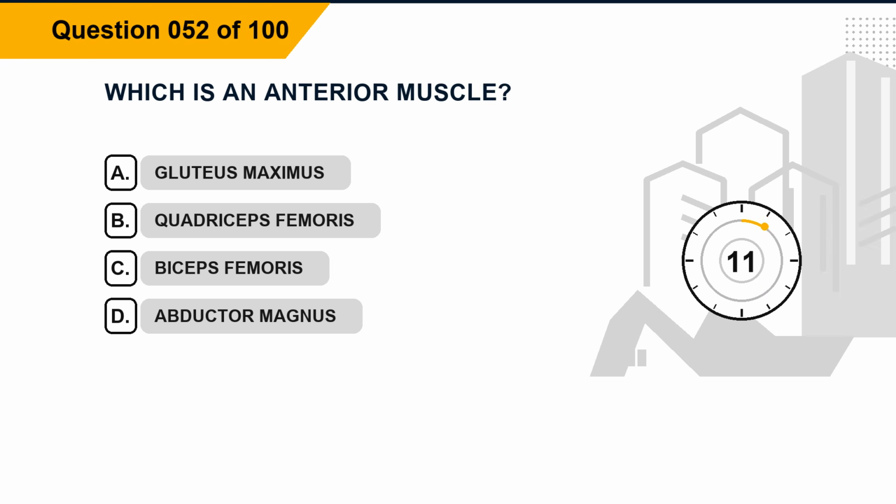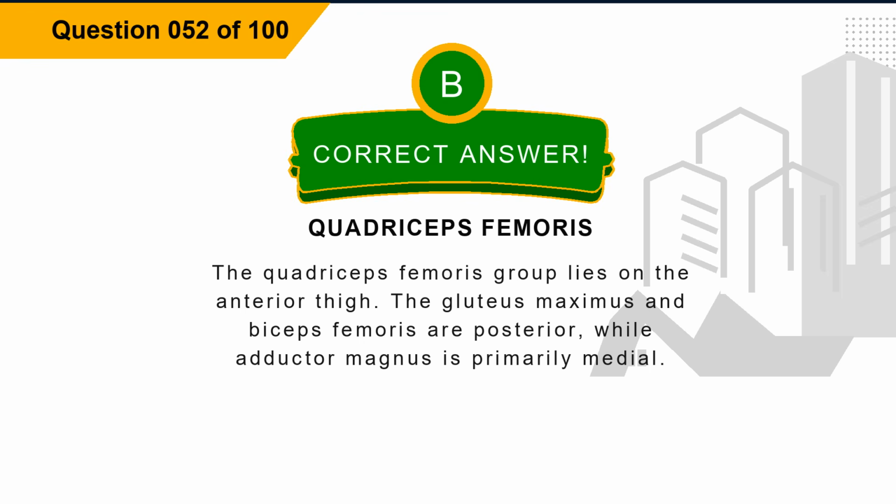Question 52. Which is an anterior muscle? Option A, gluteus maximus. Option B, quadriceps femoris. Option C, biceps femoris. Option D, abductor magnus. The correct answer is option B, quadriceps femoris. Explanation: the quadriceps femoris group lies on the anterior thigh. The gluteus maximus and biceps femoris are posterior, while abductor magnus is primarily medial.